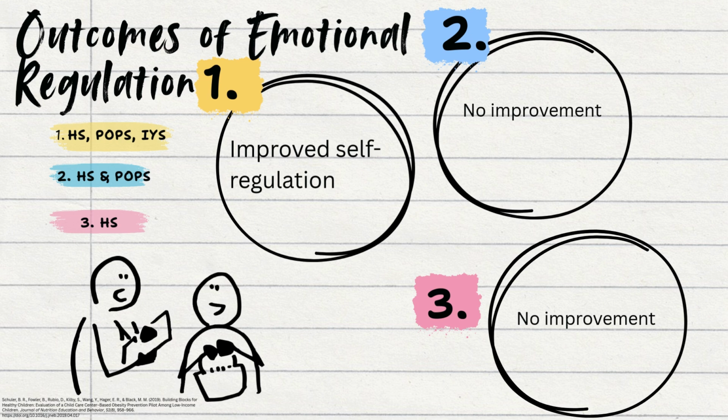The second group included Head Start and Preschool Obesity Prevention Series only, and the third group only included Head Start. These two groups saw no improvement in either emotional regulation or obesity-related behaviors.